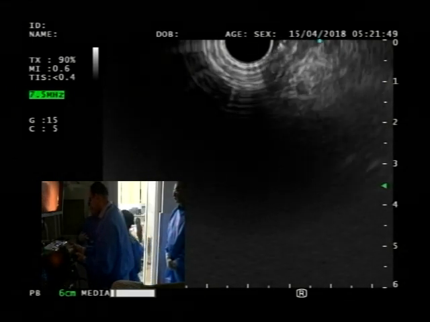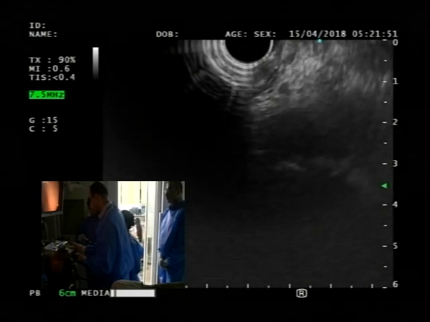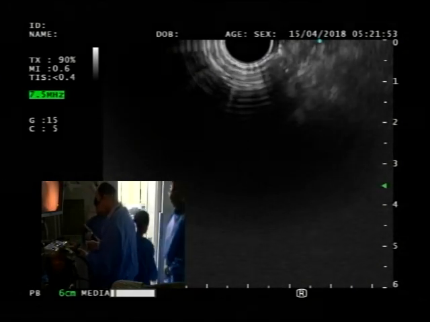So we're just making sure our needle tract is not plugged up. Okay, good. So now we're going to go back.